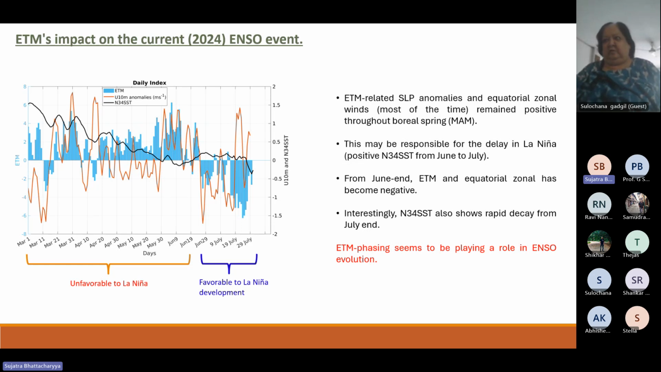So from March 1 to June 19, it was unfavorable to La Niña. The conditions in the medium did not favor the development of La Niña. However, in recent times, we have seen a flip of the sign in ETM anomalies; ETM-related SLP anomalies have become negative. That is favoring easterly winds. And we can also see that SST, which maybe due to this positive ETM increased and remained positive throughout June, also started showing a decrease. So it is possible that ETM-related positive SLP anomalies delayed La Niña in the current year. And now we can see that La Niña has started forming because ETM is also showing that.